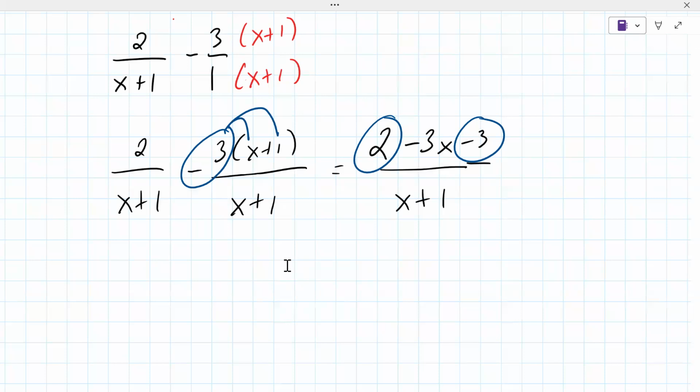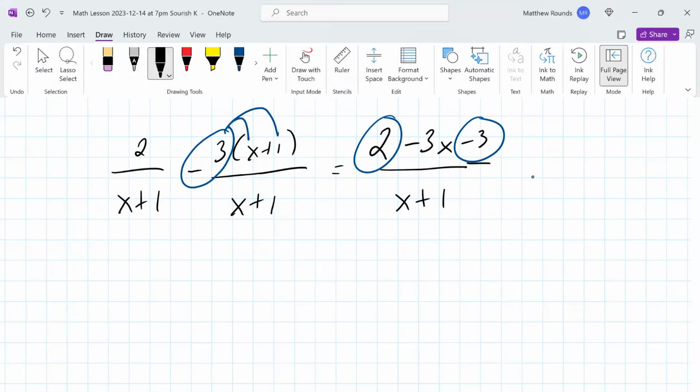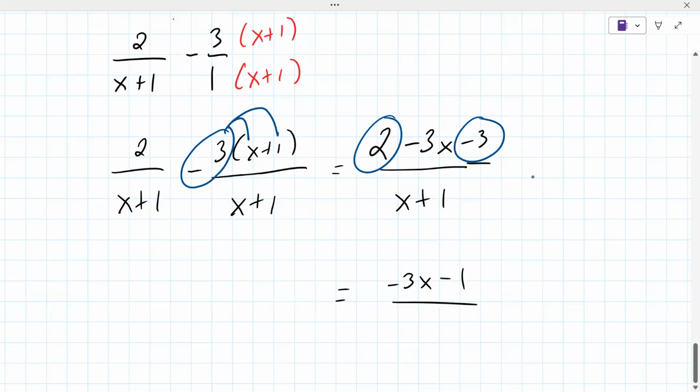Tell me what's in the first blue circle. 2. What's in the second blue circle? -3. There's not a minus. It's just 2 and a -3. So try again, please. 2 minus 3. It's -1. Okay, much better. So this is -3x minus 1 over x plus 1.